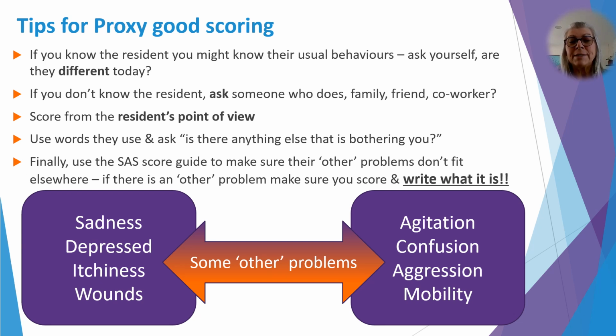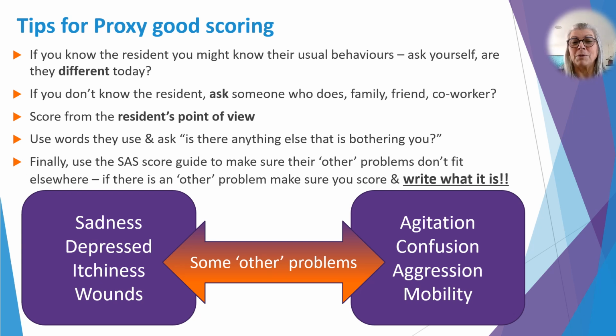Finally, use your SAS score guide for the other 7 symptoms to make sure that the symptom you're measuring today doesn't fit into one of those categories. If there is another distressing symptom, make sure you not only score it, but you write down what the distressing symptom is so they can ask about it again the next day. And you can get the right referrals in place to manage the symptom and help the resident have better quality of life.